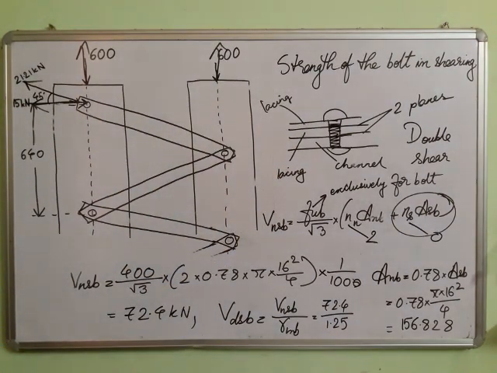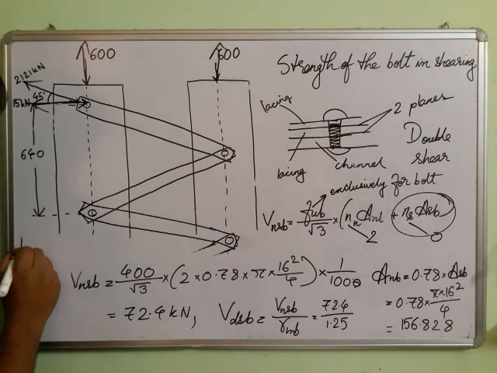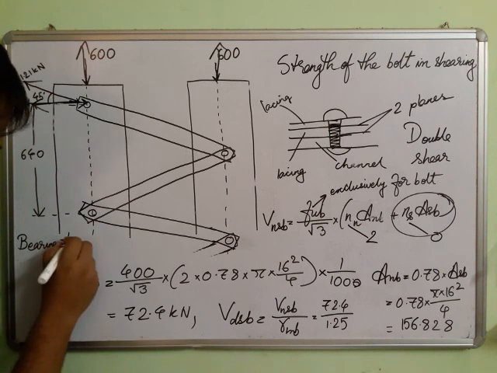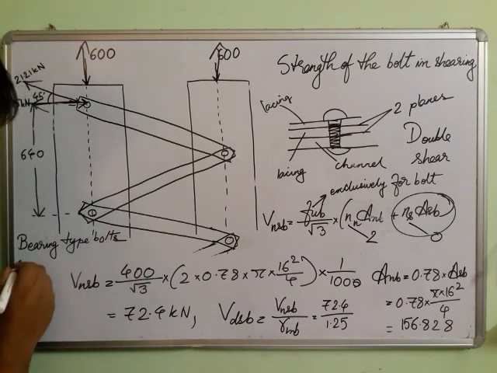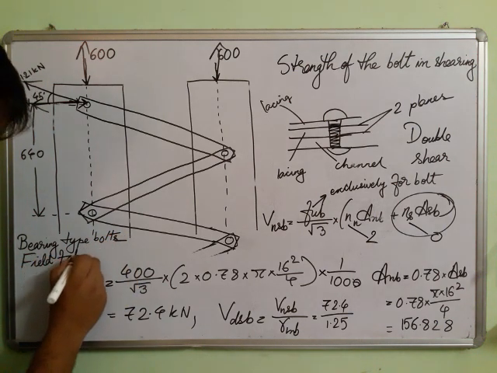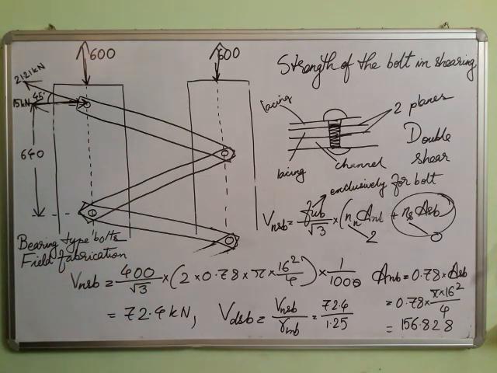We get it from where? Serial number 4. You take bolts bearing type. Okay. Serial number 4B, table 5, page number 30, IS 800, bolts bearing type. And also it is not given to us whether the bolting is done in the field or in the shop. So you assume that the bolting is done in the field. Okay. So for both, whether the bolting is done in the field or in the shop, the factor will be 1.25 only, but still you have to write the assumptions. So we can write it here: bearing type bolts, field fabrication.